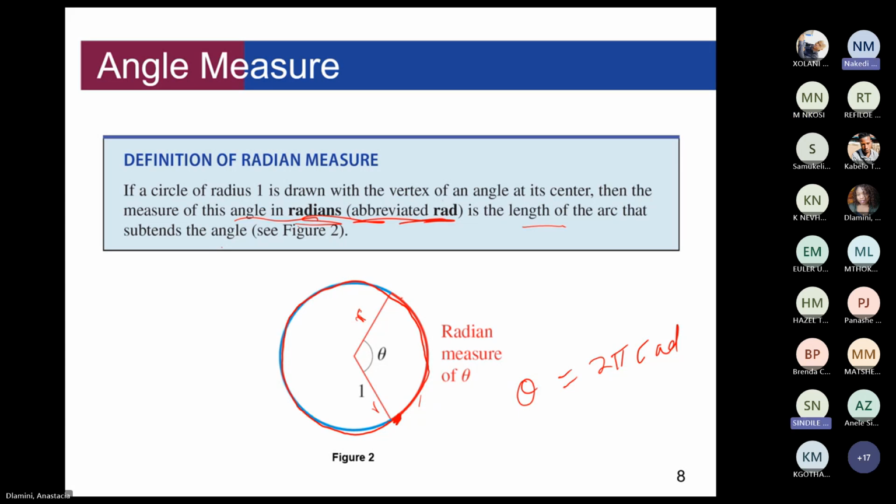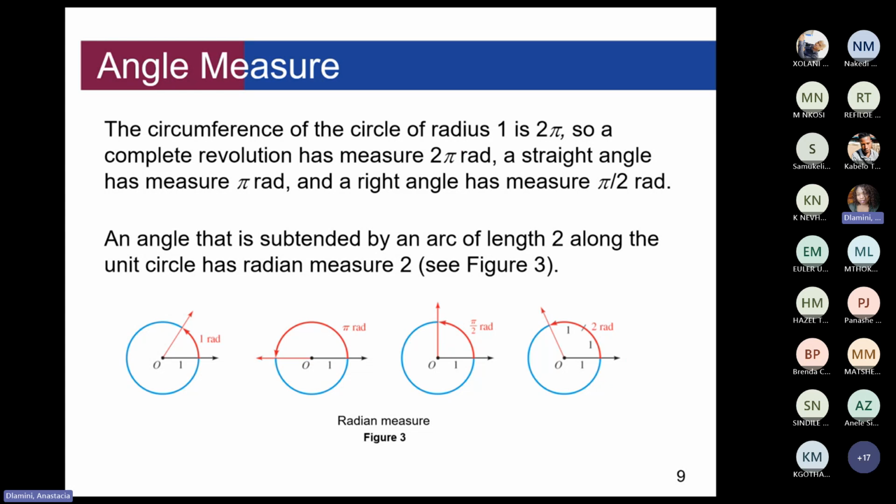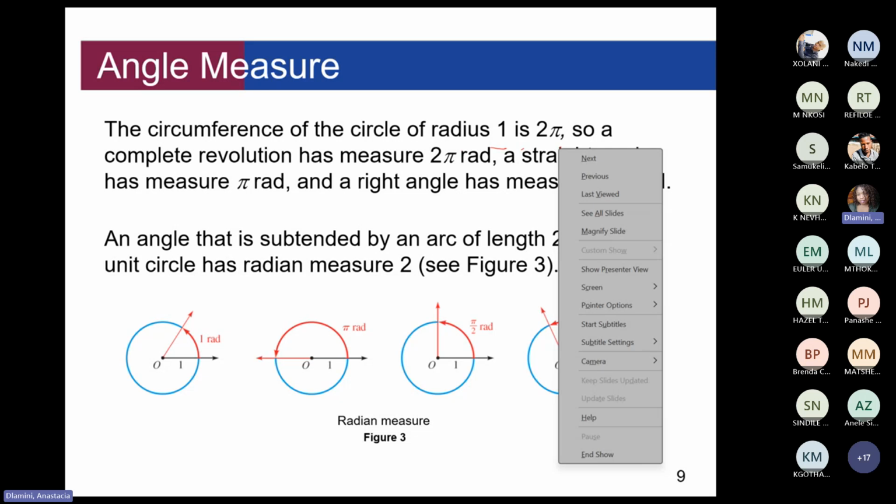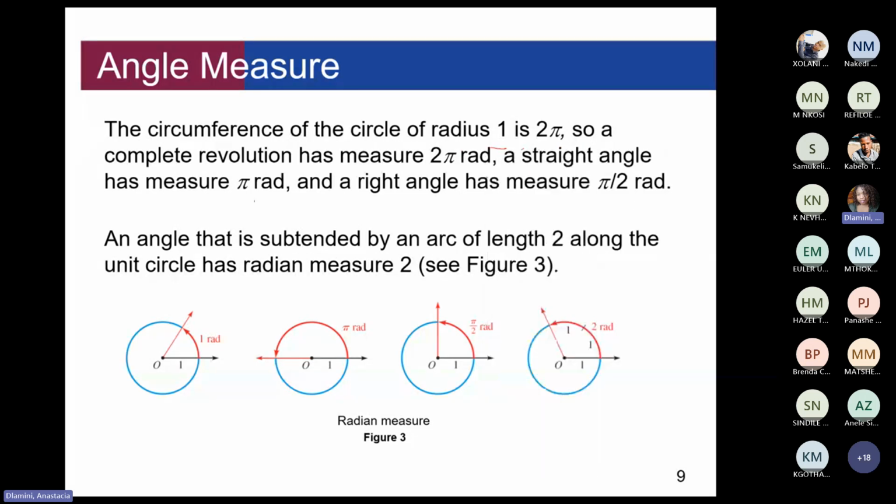Yes, ma'am. Before we go to the degrees, we have to meet the radian first. The circumference of the circle of radius 1 is 2 pi. So a complete revolution has a measure of 2 pi rad. A straight line has a measure of pi rad. And a right angle has a measure of pi over 2. So sometimes instead of using degrees, we use what we call radians, and this is how we measure radians.